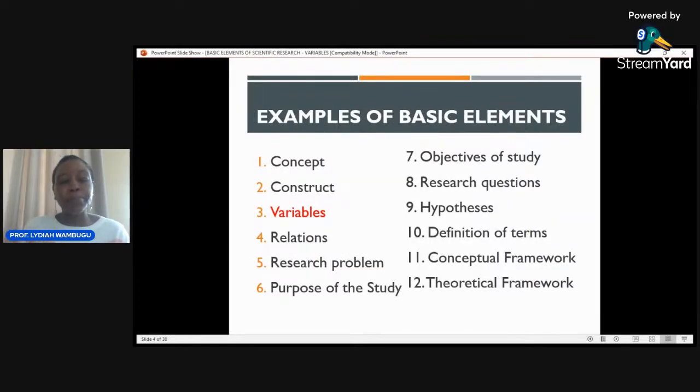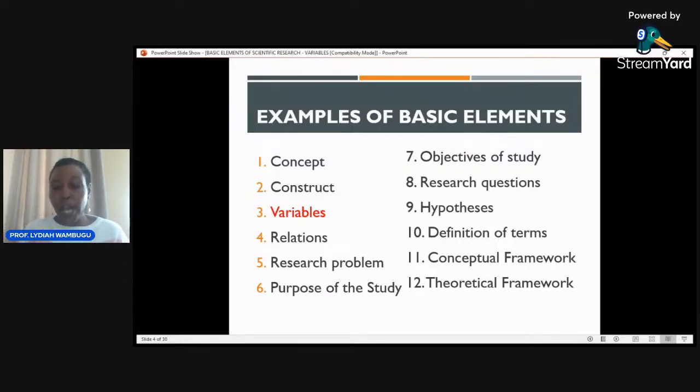There are quite a number of them, but I have listed the most common ones. I would request you to make sure that you understand what these elements mean. We have the word concept, construct, variables, relations, research problem, purpose of the study, objectives of the study, research questions, hypothesis, definition of terms, conceptual framework, and theoretical framework. These are terms that if you're doing research, you must come across and understand, and write them the way they are supposed to be written.